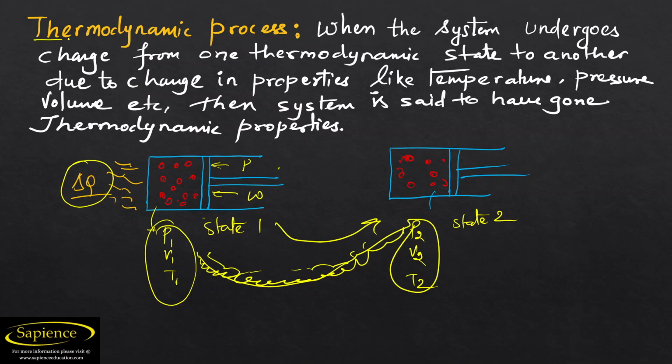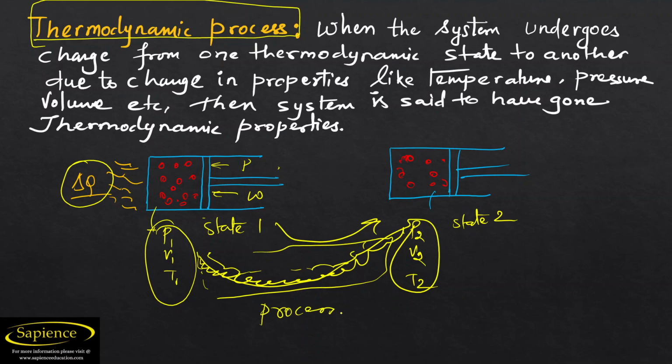So this process is known as a thermodynamic process. Certain things will happen before going to state 2. So the mid portion between state 1 and state 2 is known as the process, and this process is known as a thermodynamic process. I hope you all have understood this.